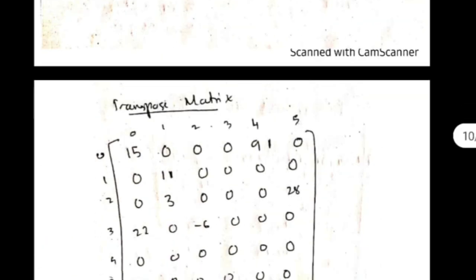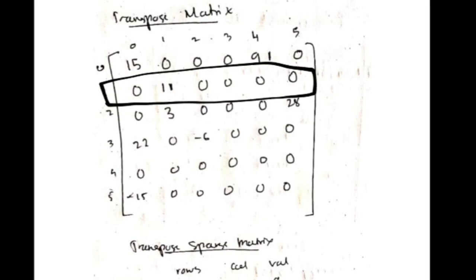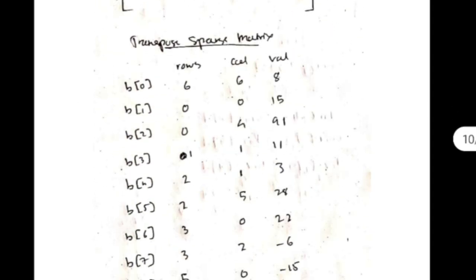This one will be selected because 11. See here, this element 11 is present in the first row of the transpose matrix. In that way we will check for each row, and then we will store that in the array. Okay, that's the transpose of a matrix.